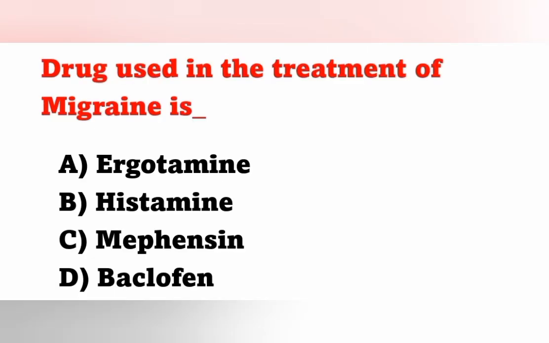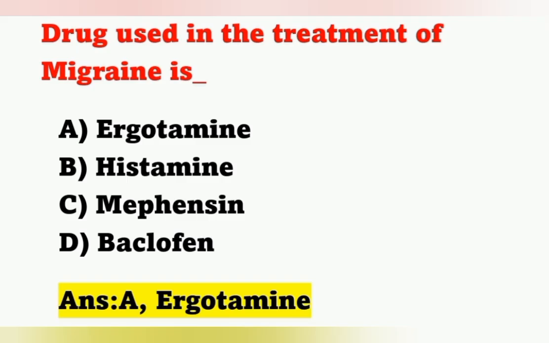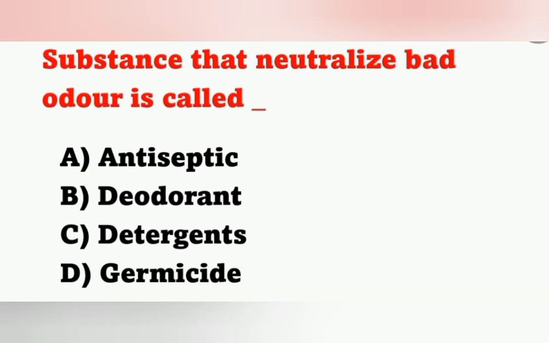Drug used in the treatment of migraine is? Options. Option A, ergotamine. Option B, histamine. Option C, mefenamic acid. Option D, baclofen. And the correct answer is option A, ergotamine. The drug which is used for the treatment of migraine is ergotamine. Move on to the next question.